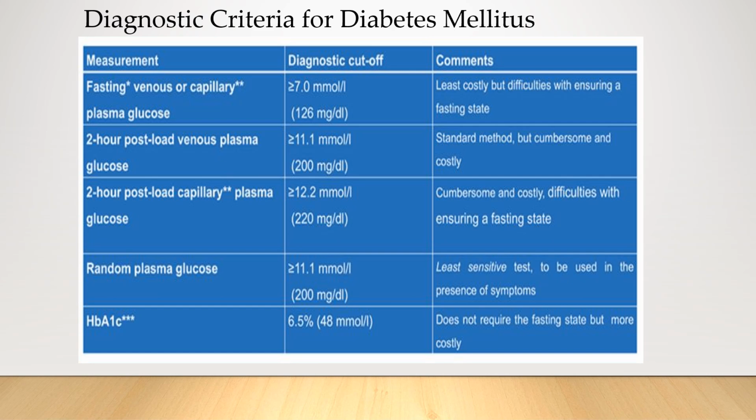Diagnostic criteria for diabetes mellitus. If the fasting venous or capillary plasma glucose level is greater than 7 millimole per liter, 2-hour post-load venous plasma glucose levels greater than 11 millimole per liter, the 2-hour post-load capillary plasma glucose level greater than 12 millimole per liter, the random plasma glucose levels greater than 11 millimole per liter, or the HbA1c equal to or greater than 6.5%. If the patient's blood glucose level tests meet any of the above criteria, then the patient will be labeled as diabetic.